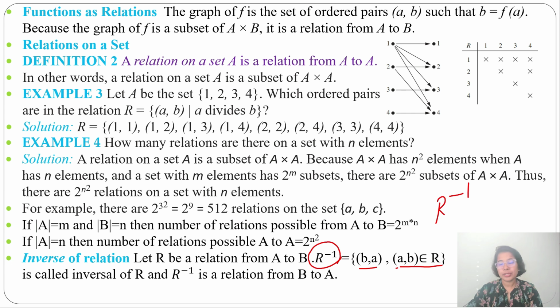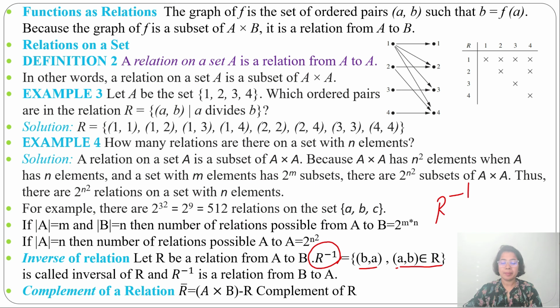It's like the inverse of a function. If f of a equals b, then f inverse of b equals a. I already discussed functions, just go through the function lecture. Next, the complement of a relation. It's simple. A Cartesian product B minus the relation is called the complement of that relation.